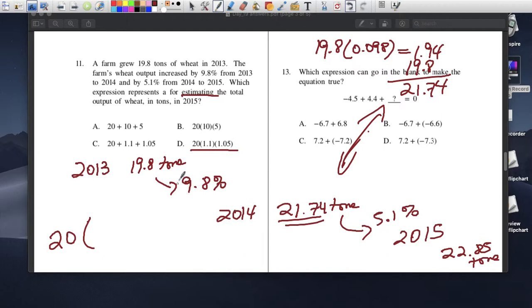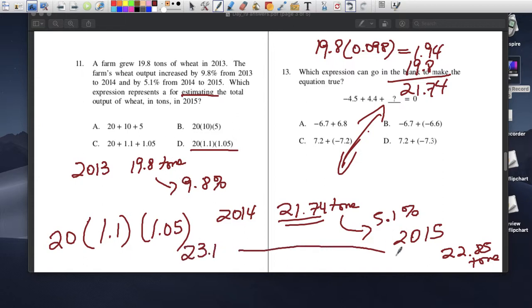times 100% plus 10%, which is 110%. So this becomes 110%, which is 1.1. And then times, again, how much did it grow the second time? 5%, so that's 105% or 1.05. Right, so you get your answer. If you multiply 20 times 1.1 times 1.05, you get 23.1, which is not that far from this value.